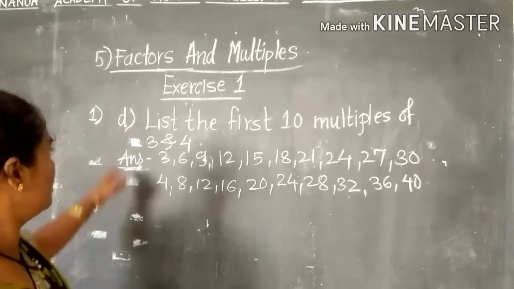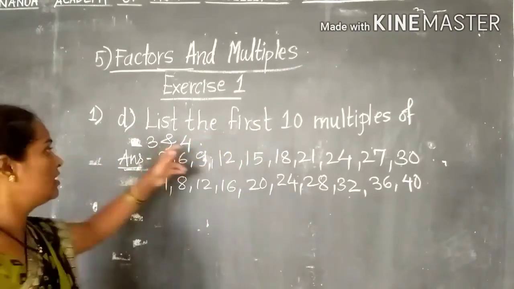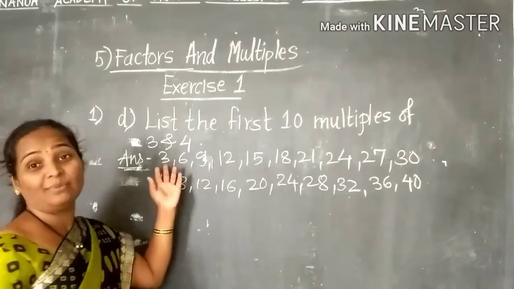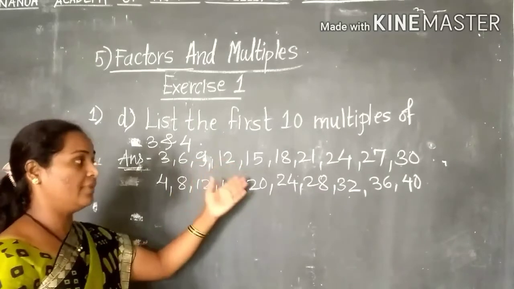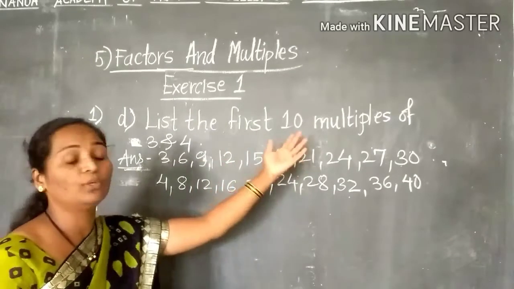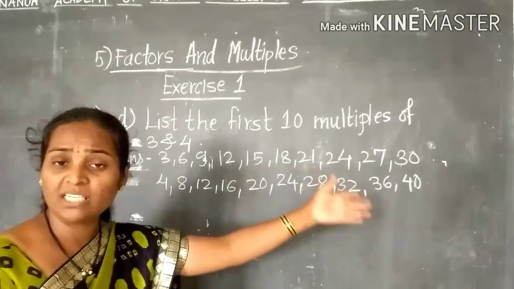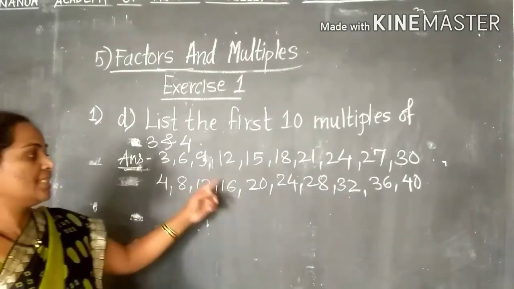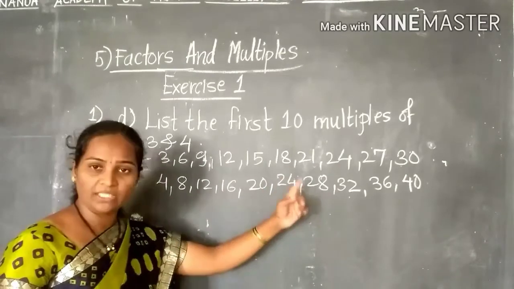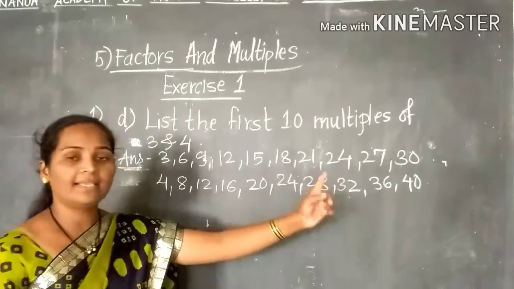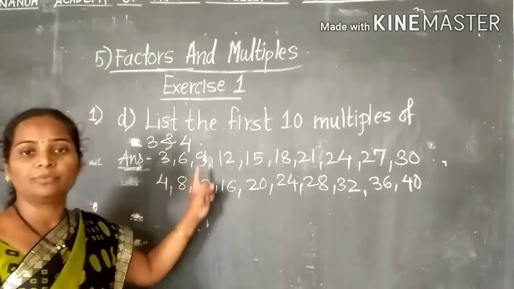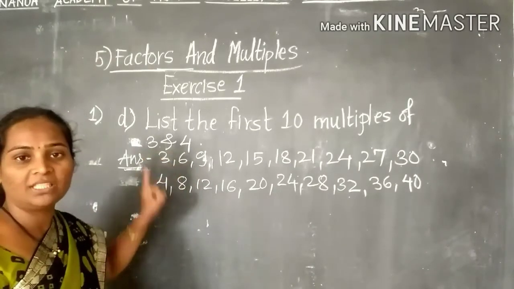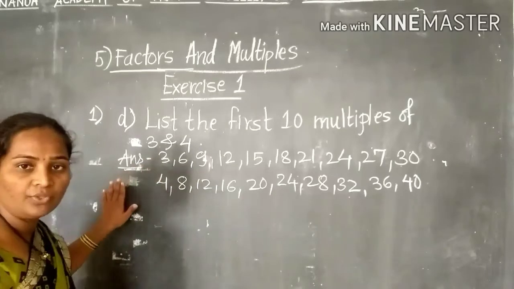Let's check your D. List the first 10 multiples of 3 and 4. Read the tables. The 3 table: 3, 6, 9, 12, 15, 18, 21, 24, 27, 30. These are the multiples of 3. Then 4, 8, 12, 16, 20, 24, 28, 32, 36 and 40. These are the multiples of 4. You have to write 10 multiples of 3 and 4. In this way you should write.